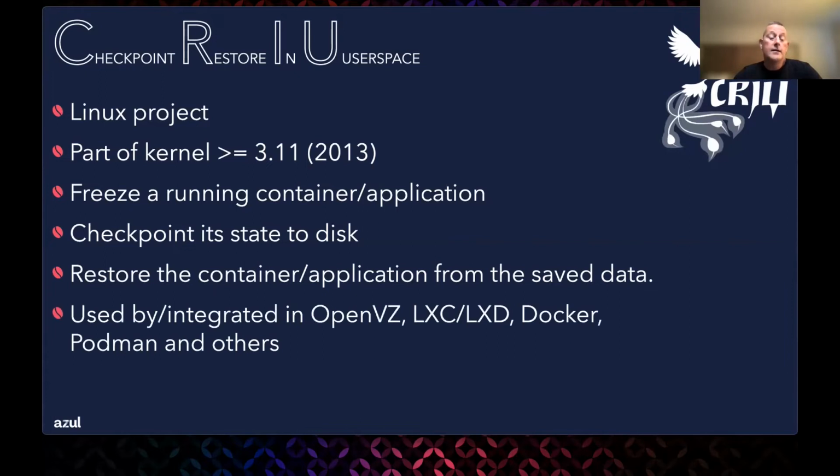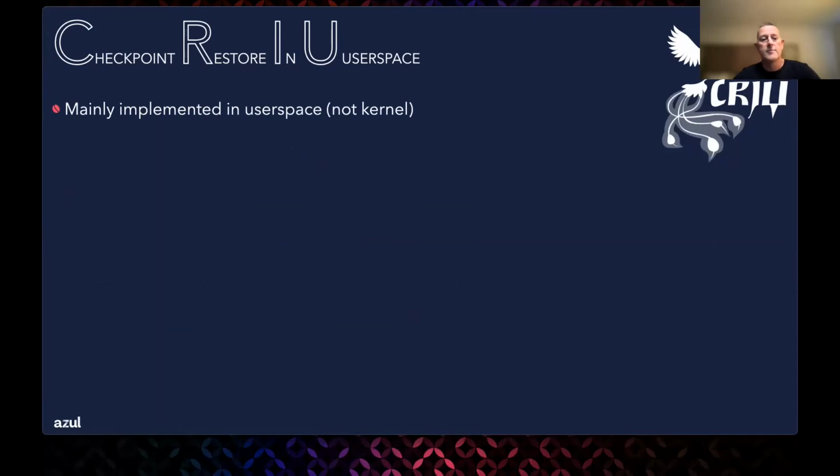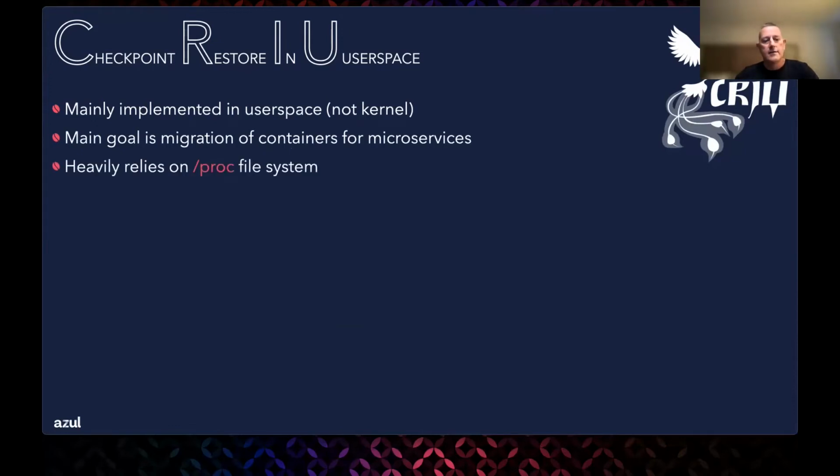Okay. And it's already used. I mean, OpenVZ, Linux containers, Docker, and Podman, they use CRIU already. One thing I have to tell you right at the start: it's a Linux project. That means there's nothing comparable in Windows or Mac. It's mainly implemented in user space. The main goal, like I said already, is migration of containers from microservices. And it relies on the /proc file system. That also means there are Linux distributions that don't really use the /proc file system, so CRIU probably won't work there. But usually, if you have something like a Debian or whatever, it works with proc.